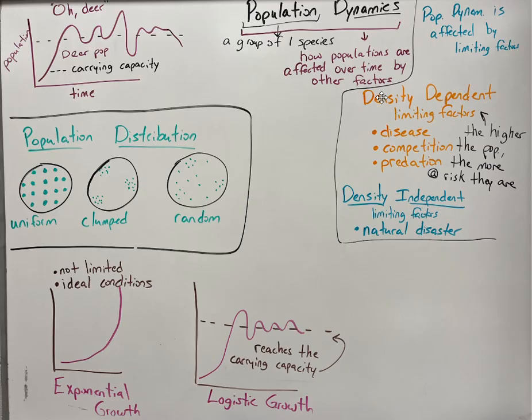But population dynamics, one aspect of it that we're going to talk about is it's affected by limiting factors. So let's talk about density dependent and density independent limiting factors. Density dependent means that the population number, how many there are in that area, their density, depends on their population, how many there are.